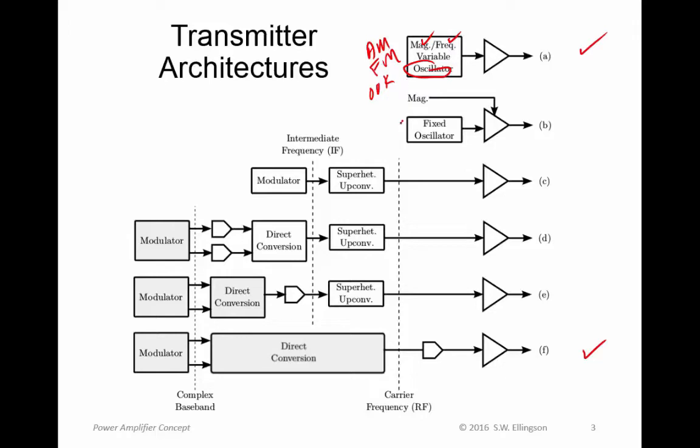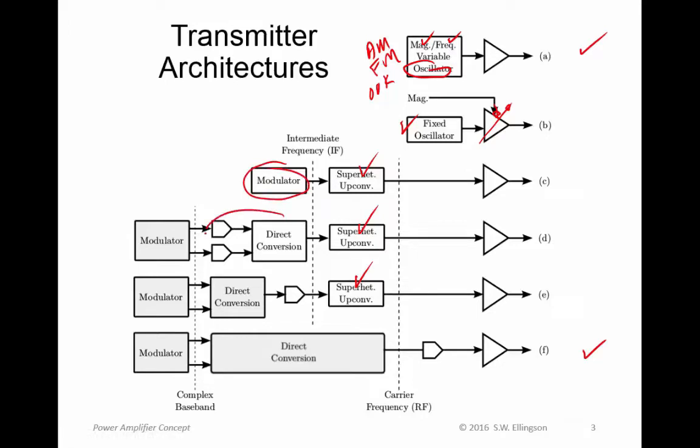Or you could use a fixed oscillator and vary the magnitude of an amplifier. That's another way to accomplish amplitude modulation, used, by the way, in some applications. And then if we want to do more sophisticated things, it's easier to do it at lower frequency. So we can implement some kind of up conversion and then implement our modulator at baseband.